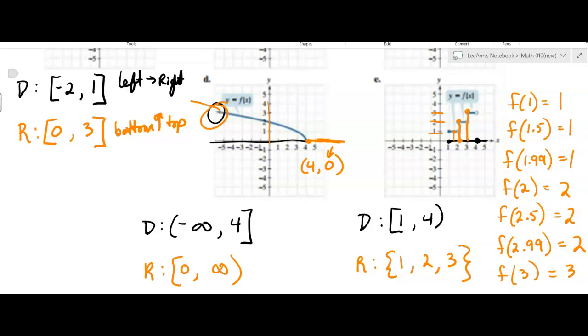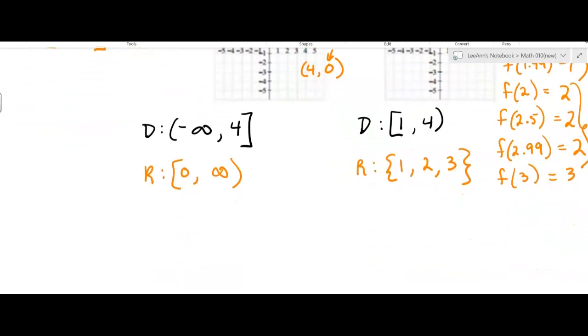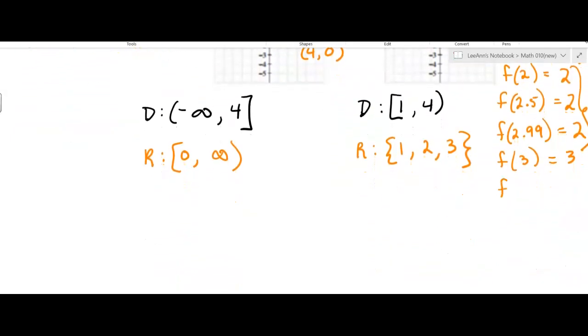Okay? I never get an output of like 2.5 or 2.7 or something. I get an output of 1, then I get an output of 2, and then last, I'm kind of out of room, I'm getting an output of 3. But that happens up to 3.99, you know? I'm getting 3. What happens at f of 4? We say it's undefined. Okay? So there are only 3 outputs, so we list them. Finite number of outputs. That was a little tricky.